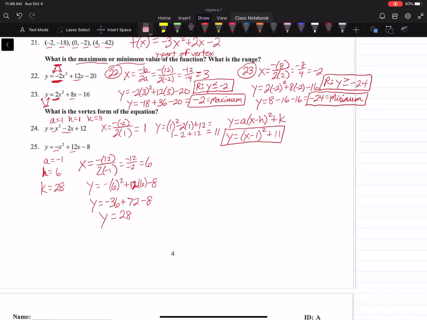And so then it's just putting in a, h, and k. So y equals negative 1, negative parentheses, x minus 6 squared plus 28. Okay?